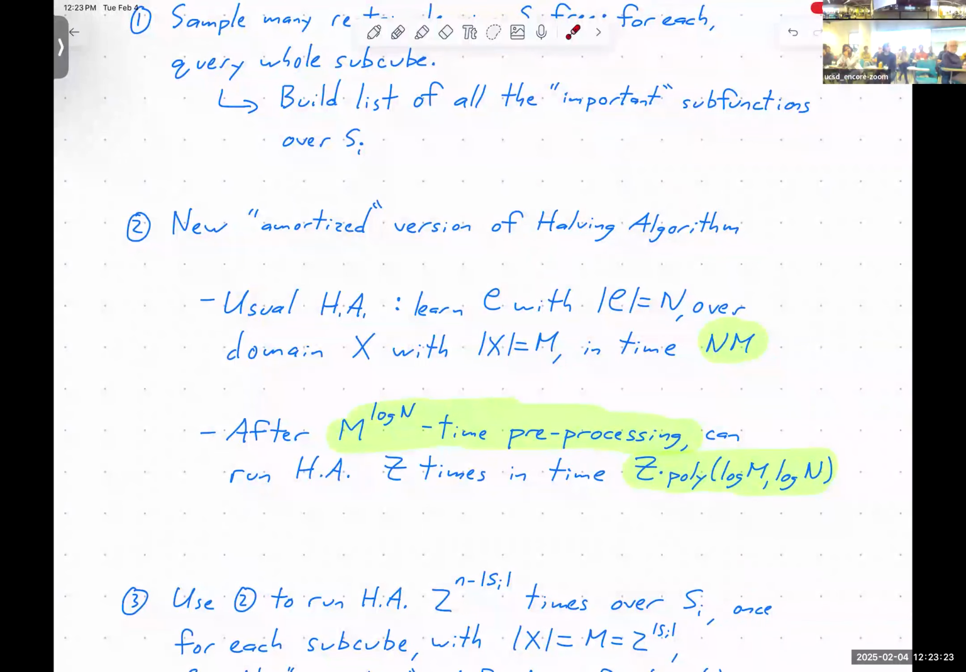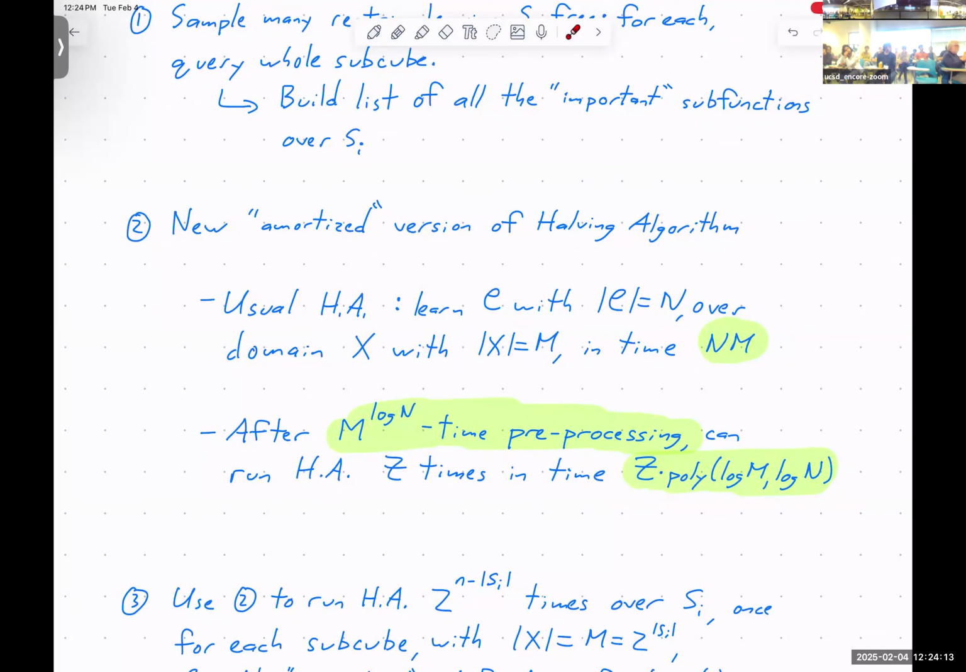The idea here is, imagine you want to run the halving algorithm many times to learn different functions from a class. If I wanted to run the halving algorithm naively z times, each run takes me nm time, so it would take me nmz time to run it z times. It turns out that with some slightly expensive but not too expensive pre-processing, you can then run the halving algorithm super fast. Each of the z runs can be done in time polylog the size of the matrix instead of linear in the size of the matrix. And that's exactly what we're doing here. We need to run the halving algorithm over and over again because we have the concept class of all these different restrictions to the fixed variables.